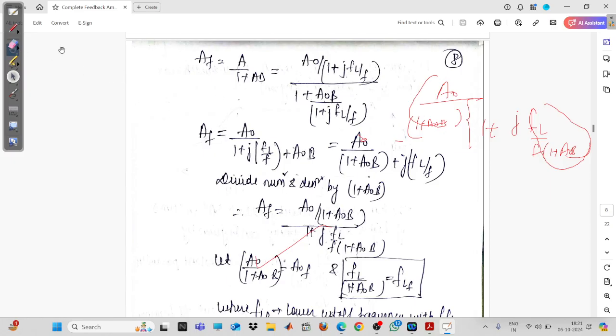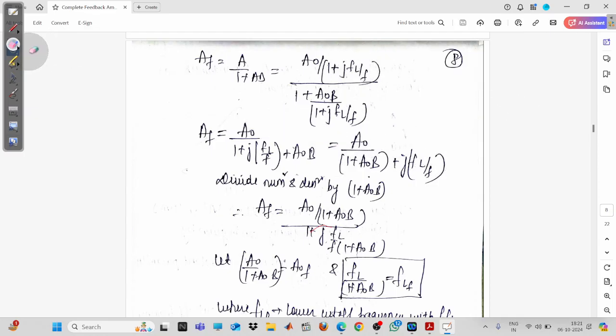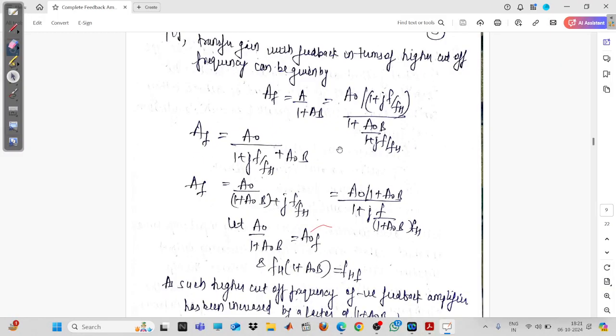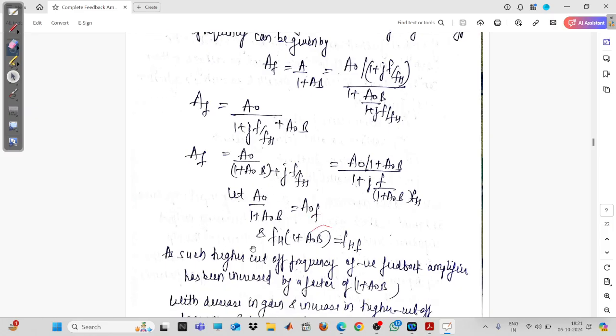Okay, so now coming down to the higher cutoff frequency. Now we will focus our attention on the higher cutoff frequency. So this is the higher cutoff frequency. AF will be equal to A upon 1 plus A beta. Again, you put in the value in terms of the higher cutoff frequency. Now again take the LCM of it, 1 plus A0 beta. Again you take a common out of it. That will be 1 plus j F upon 1 plus A0 beta FH. So this will be the value, and FH.